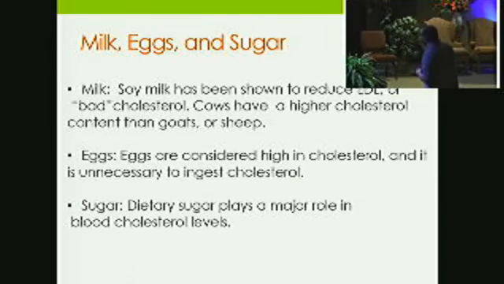So here we're looking at different things we can do with the milk. Soy milk, I kind of like almond milk. My wife hates it, but that's another story.